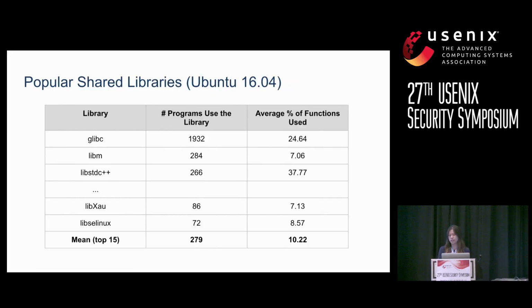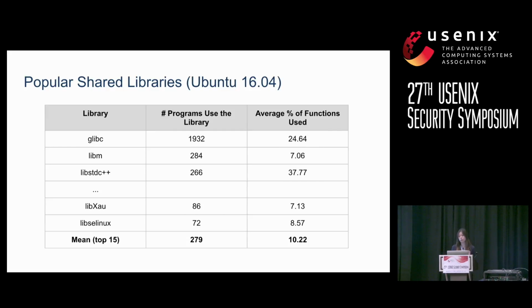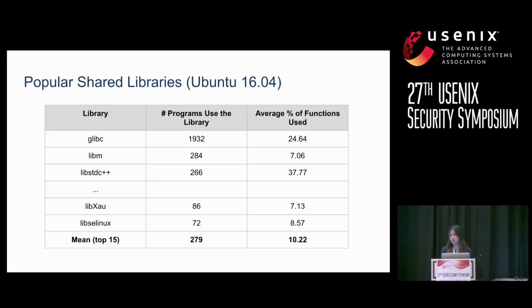If we take a look at this table, we listed the most popular shared libraries, ranked by the number of programs that use the shared library. And we found that for the most popular shared library, glibc, the program only uses approximately 25% of the functions in glibc. And if we take a look at the top 15 most popular shared libraries, on average, only 10% of the functions in those shared libraries are used.